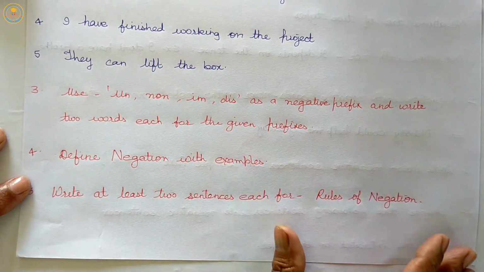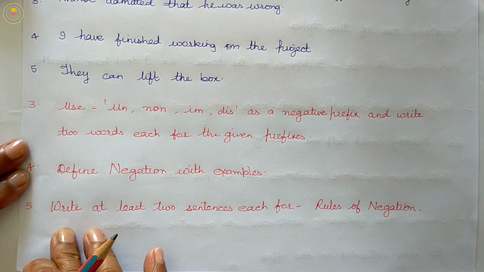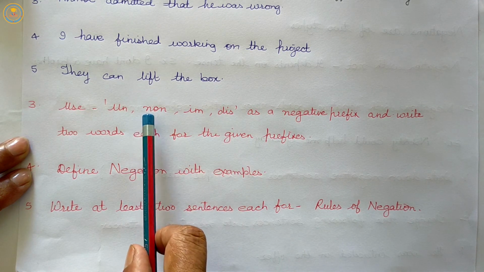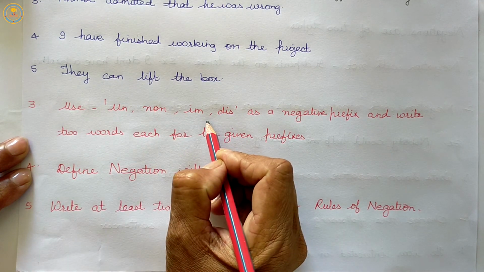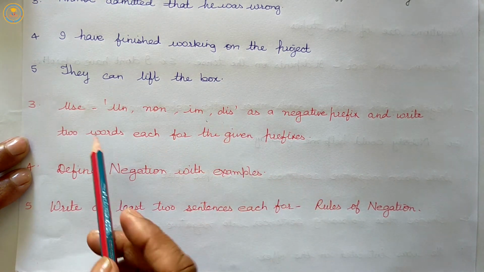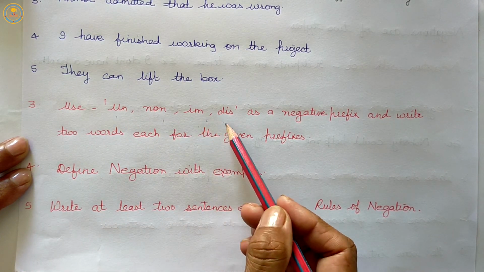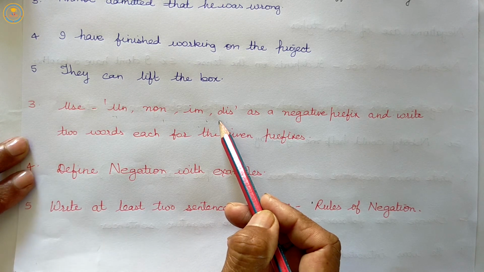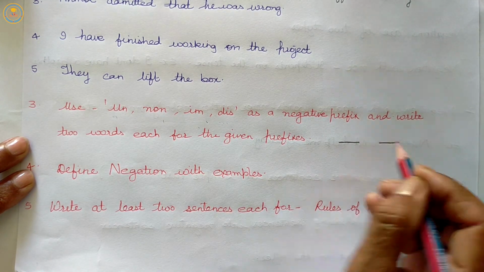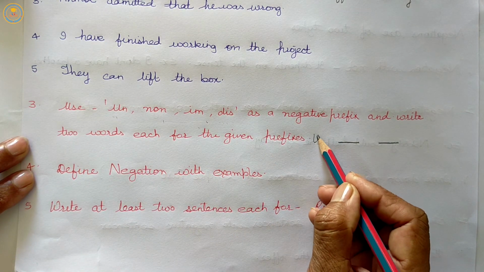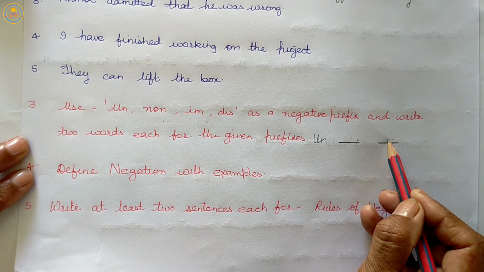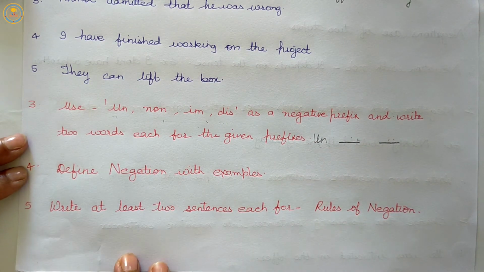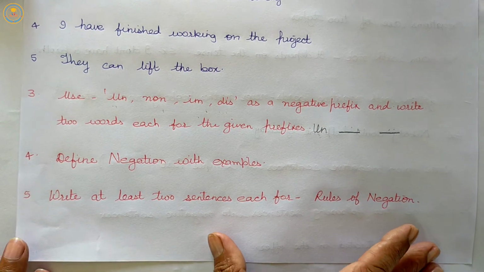Next is related to negation in prefix. We read some prefixes that are used as negative form. Here some prefixes are given: un, non, im, dis. These four negative prefixes are given here, and your task is to write at least 2 words for each. Means here you will write un and you will have to write 2 words in negative form by adding the prefix un.